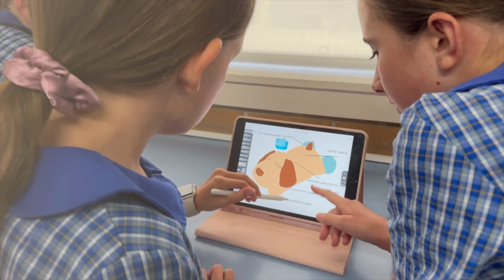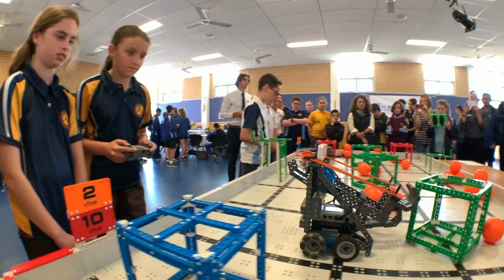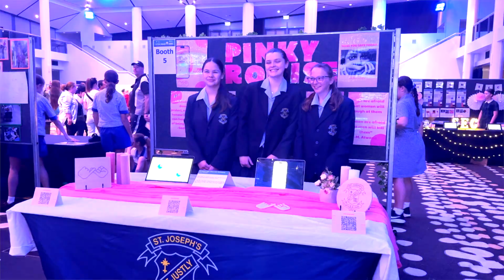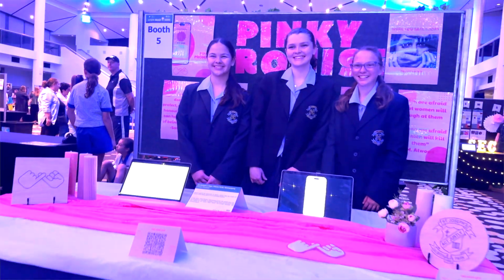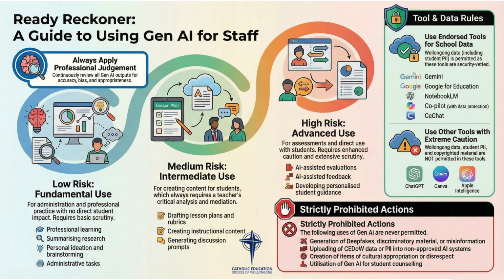We know generative AI is changing how we work in the Wollongong Diocese, but knowing how to use it safely can be a little bit tricky. That's why we have the Gen AI Ready Reckoner. It's our visual representation of the Gen AI Guide for Teachers. Think of this as your traffic light system for safety. It moves in a wave from low-risk tasks to high-risk ones.